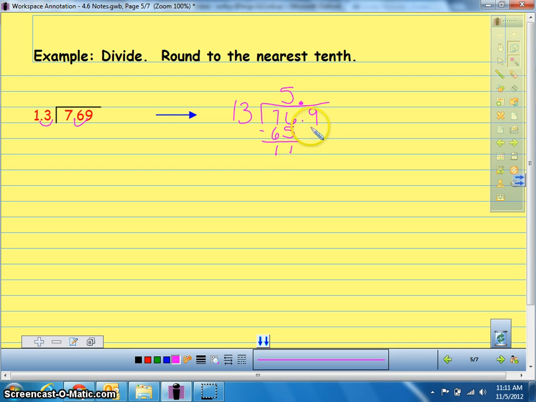All right, brother says bring down. So I got to bring this 9 down. So now I have 119. Ooh, how many times can 13 go in there? Well, let's see about that. I know that 13 times 10 would equal 130, which is too much.